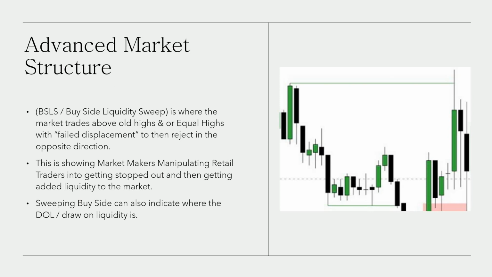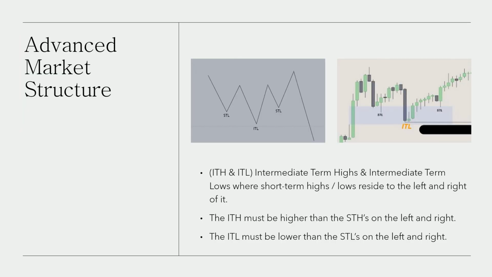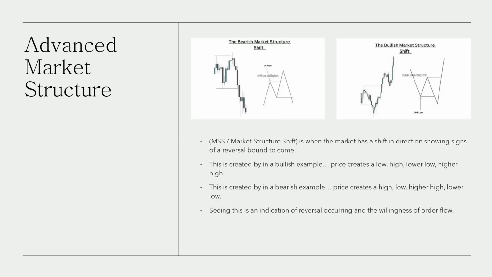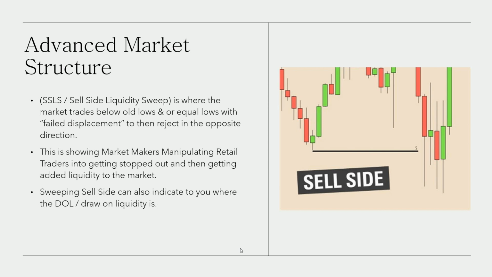I want you to find 3 of these concepts, and not 3 of the same concept. 3 different concepts. What I mean by that is not 3 of advanced or 3 of intermediate term, 3 of long term, 3 of short term. No, I mean at least 1 of each different one, so at least 3 in total. Like 1 market structure shift, 1 intermediate term high, 1 sell side liquidity sweep. And then you're done.